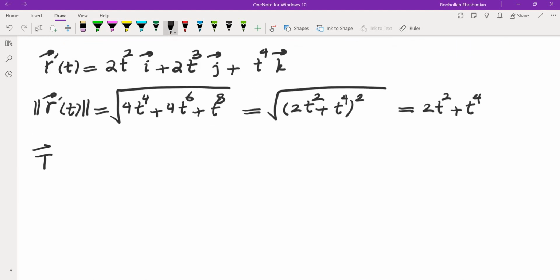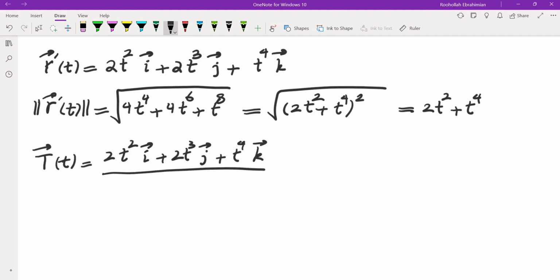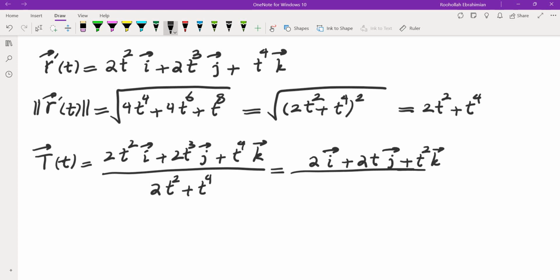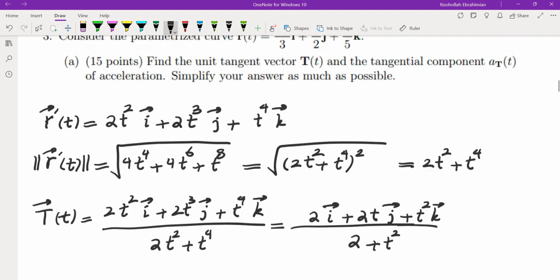Next, we'll have to find the unit tangent, which would mean just dividing these two. So we get 2t squared i plus 2t cubed j plus t to the fourth k, divided by 2t squared plus t to the fourth. Now we can cancel t squared. The numerator factors a t squared. We get 2i plus 2tj plus t squared k, and we get 2 plus t squared at the bottom. So this is the unit tangent.